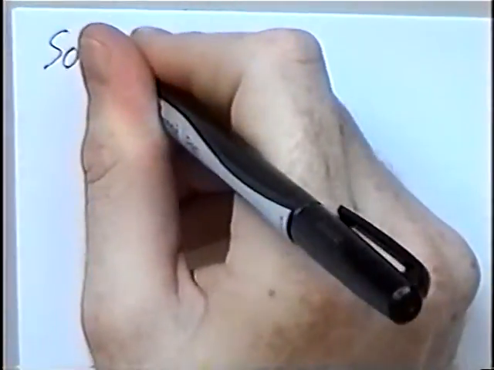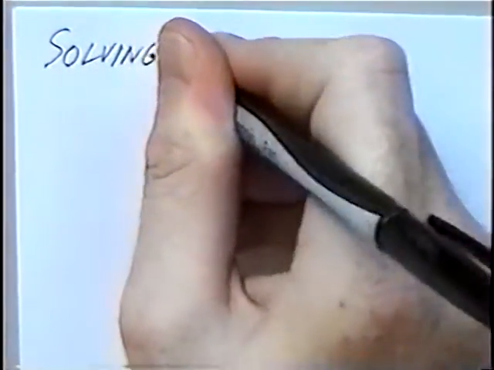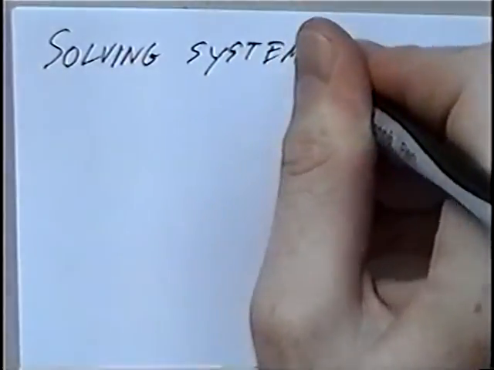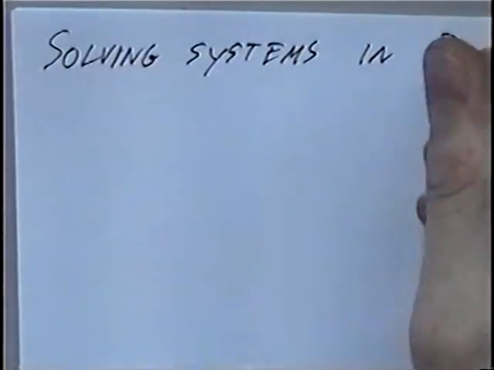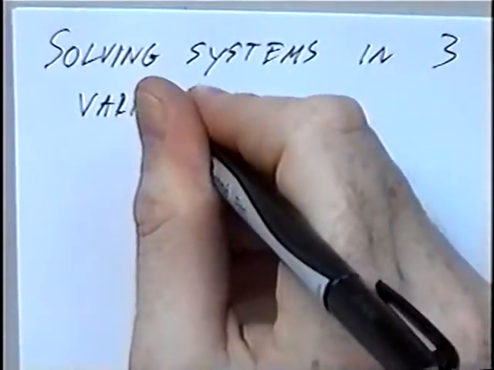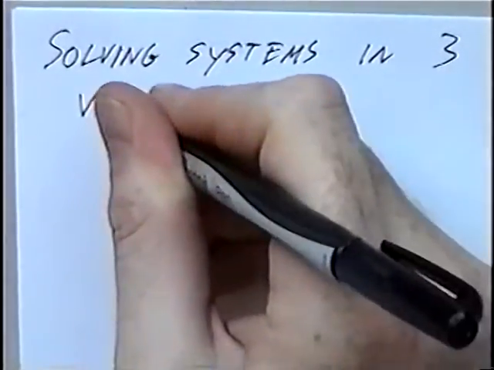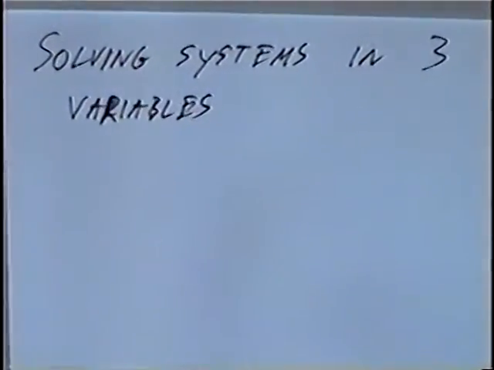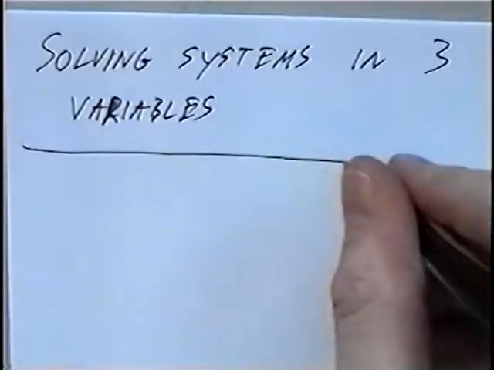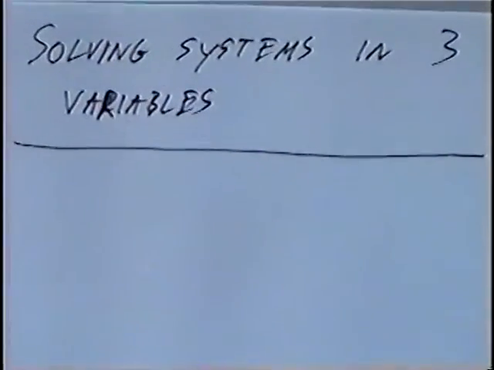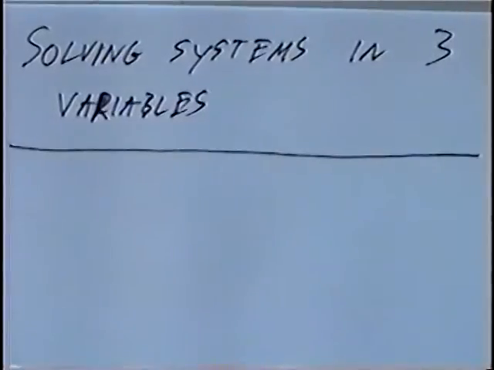Title of the first section today is Solving Systems in three variables. The section will have equations that have three variables, and we'll solve for all three.